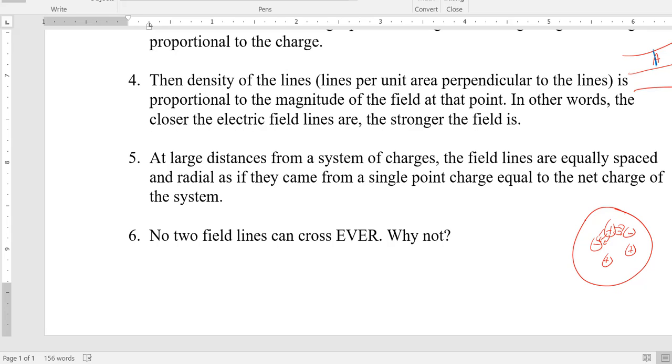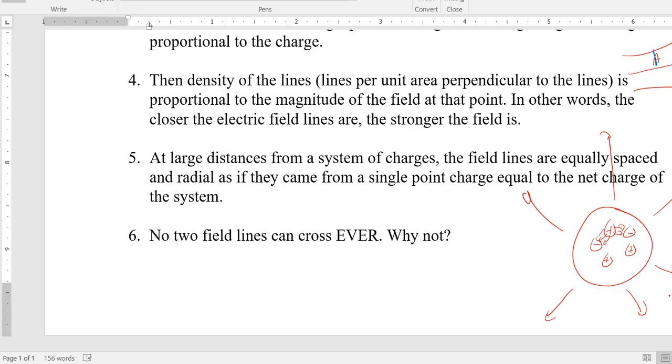There were 3 positives and 2 negatives. So if I get far away, the field lines are just going to go like this. They're going to be equally spaced outward, again, when you get far away from it. It's going to behave as if it's a single positive point charge. There you go. And then the last one says no 2 field lines can ever cross.